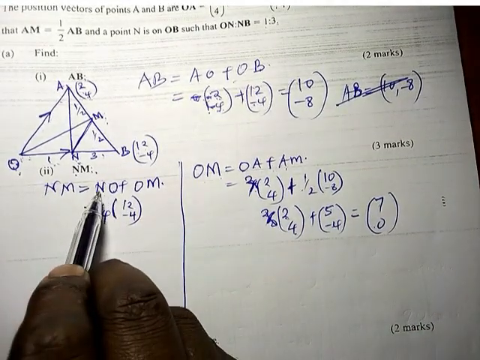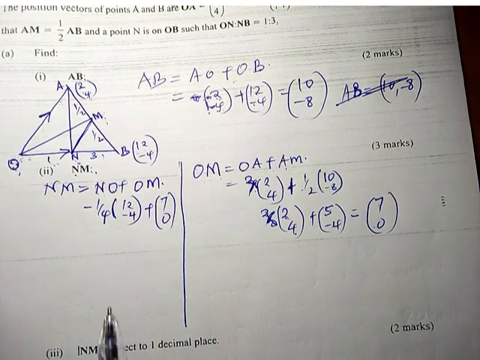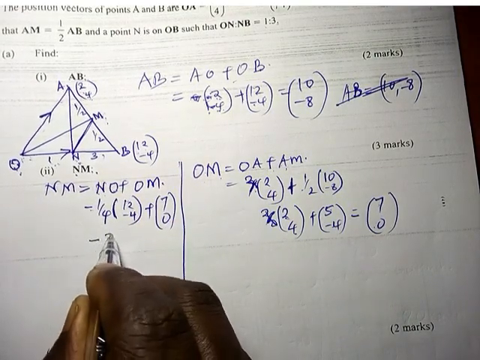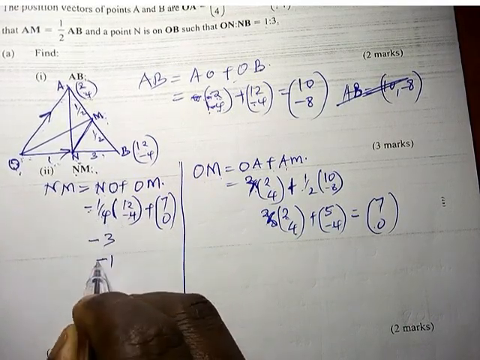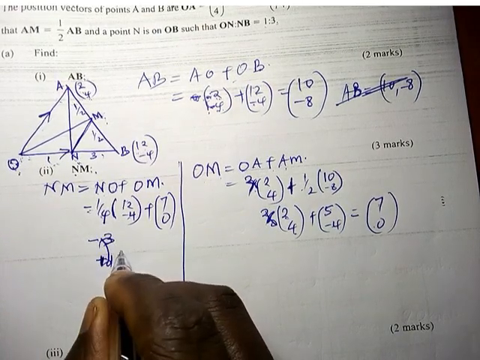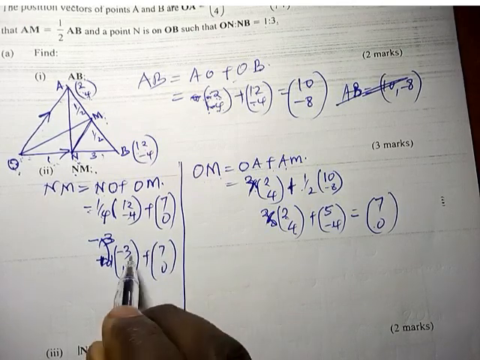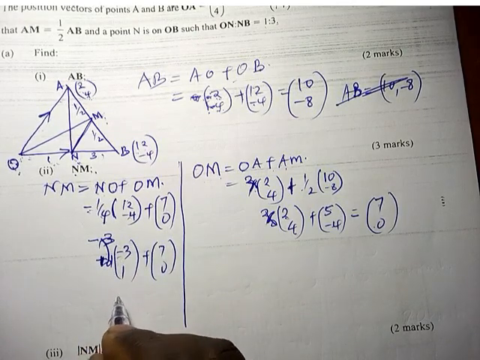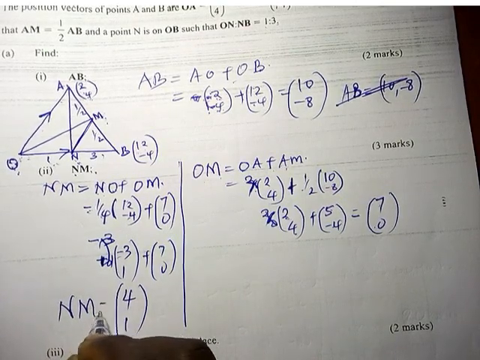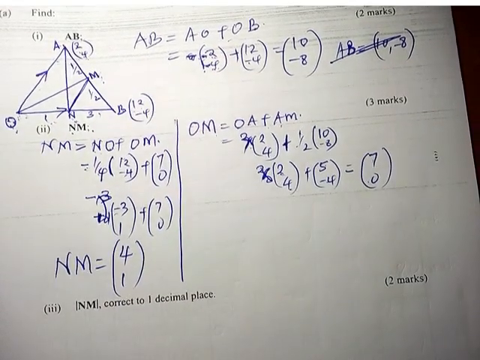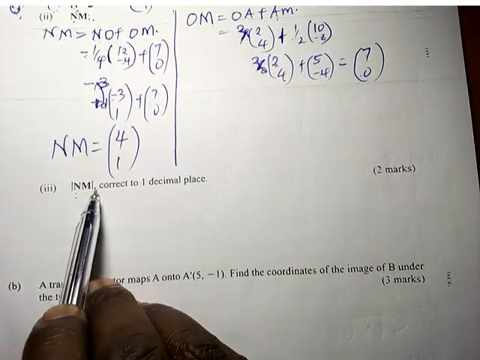So we return here, plus OM, which is 7, 0. This one is going to be negative 3, and this one is going to be negative 1. Negative becomes positive 1. So we'll have 3, negative 1 plus 7, 0, and this one is going to be 4, 1. That is NM. It's going to be that one. Find NM correct to one decimal.